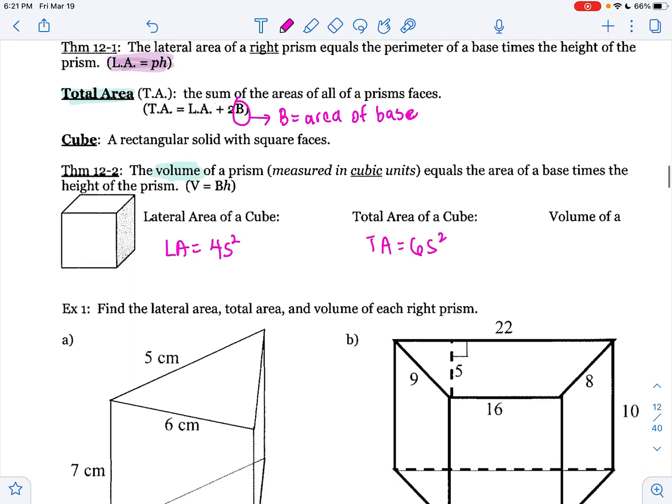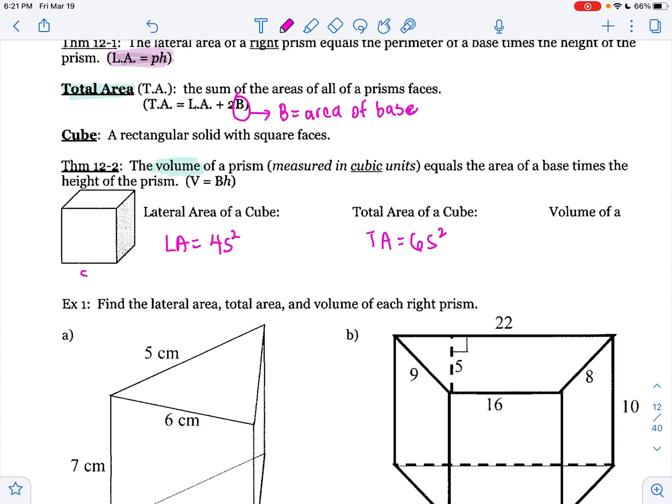And then finally, the volume of a cube, well, if this is s, and this is s, three-dimensionally, it would be the area of the base, which is side squared, times the height, which is another s. So in other words, side squared times s. So volume most of the time with a cube is summarized as just side cubed.